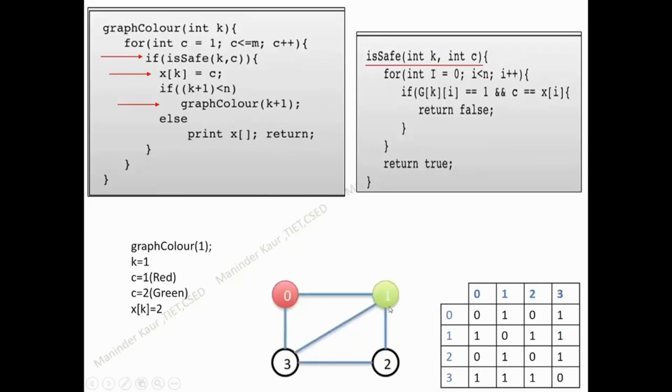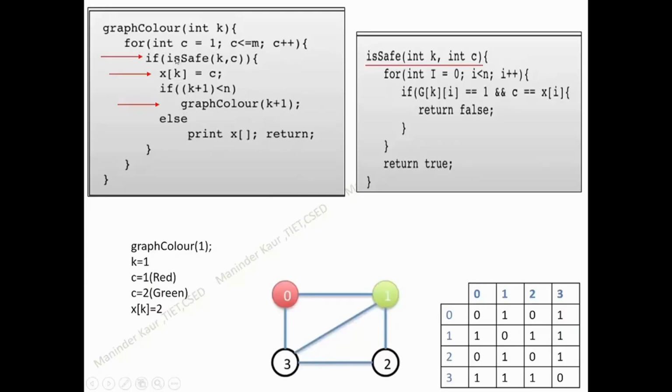Now, painting the second vertex, the isSafe function will not return true for the first color, because that has already been assigned to the zeroth vertex, and as the zeroth vertex is adjacent to vertex 1, we cannot assign the first color, c equal to 1, to the vertex with number 1. Now the for loop will move further and try c equal to 2. c equal to 2 means the color green.